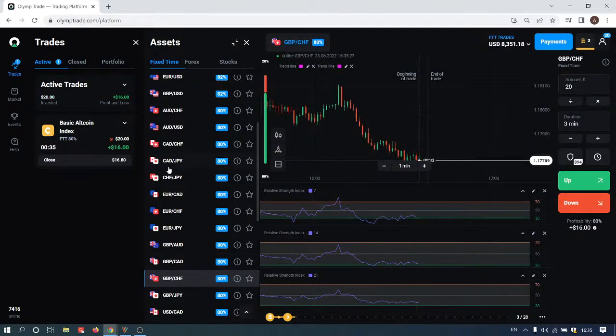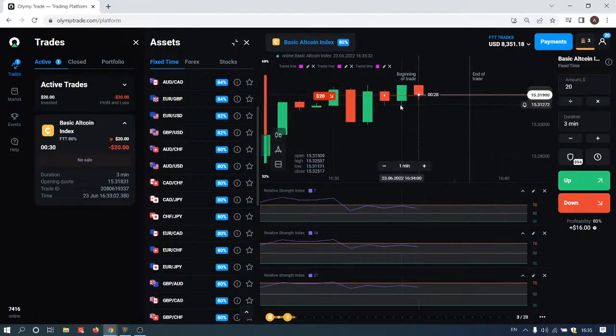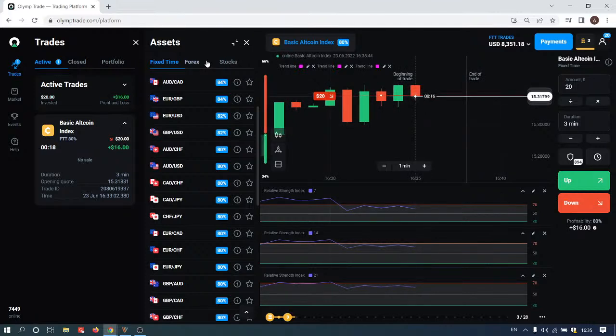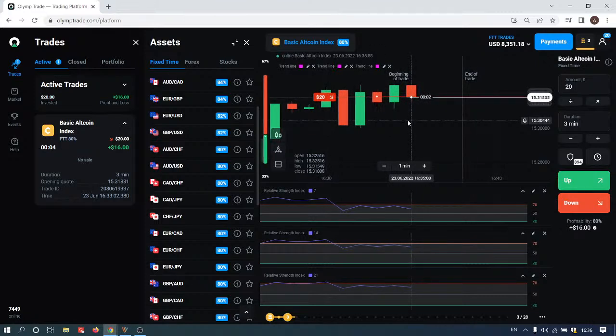That's probably how you evolve as a trader. You start with fixed time trades, next you go to forex, and then eventually you switch to stocks mode, or later on you just keep adding more and more trading modes to your trading portfolio, or your overall trading strategy, things like this.